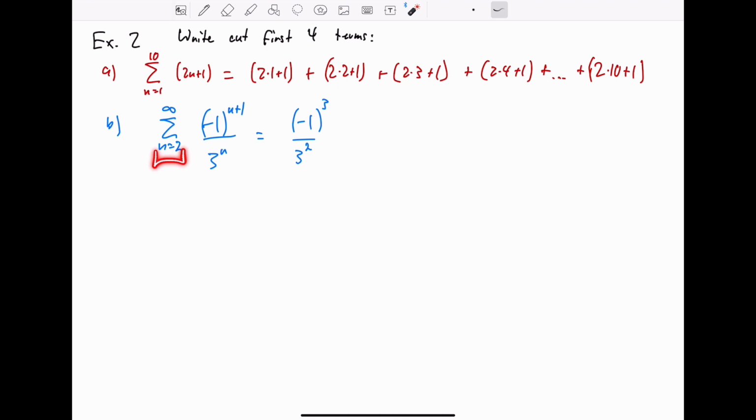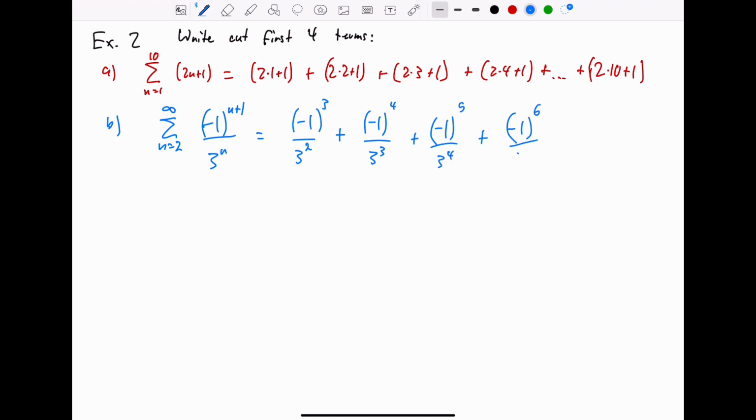Now the index goes up by 1. So now I'm going to plug in n equals 3. So I do plus negative 1 to the 3 plus 1 is 4 over 3 cubed. Plus negative 1 to the 4 plus 1, 5 divided by 3 to the 4th. One more term, negative 1 to the 6 divided by 3 to the 5th. We can see how increasing the index values changes these values in the expansion. The 2, 3, 4, 5, those are the different values for n incrementing up. This is an infinite series, so this continues on to infinity.